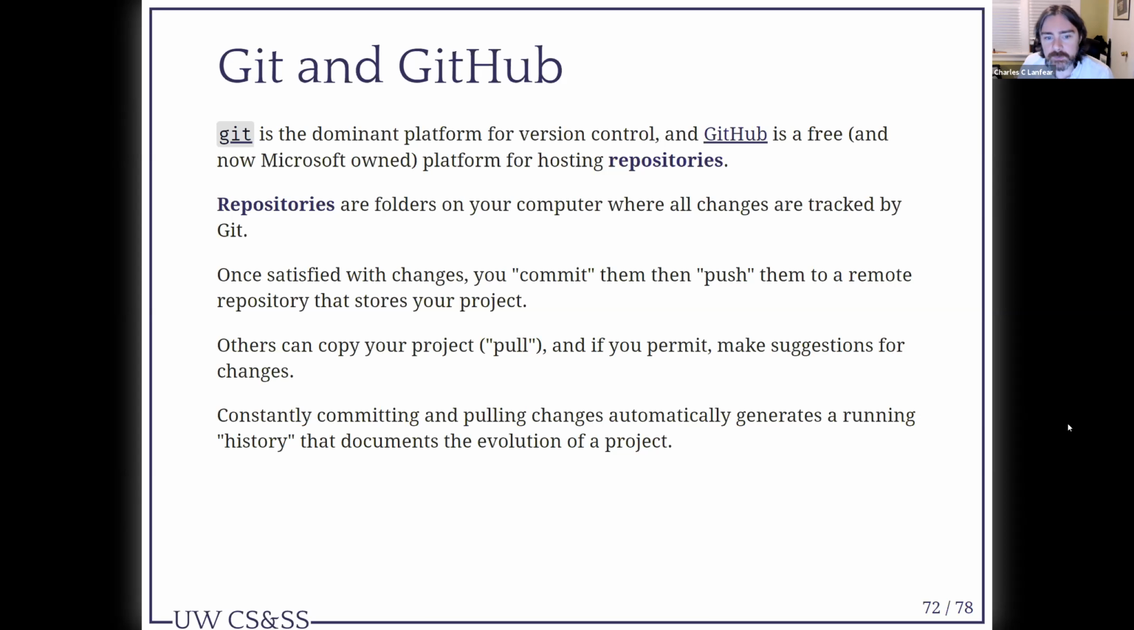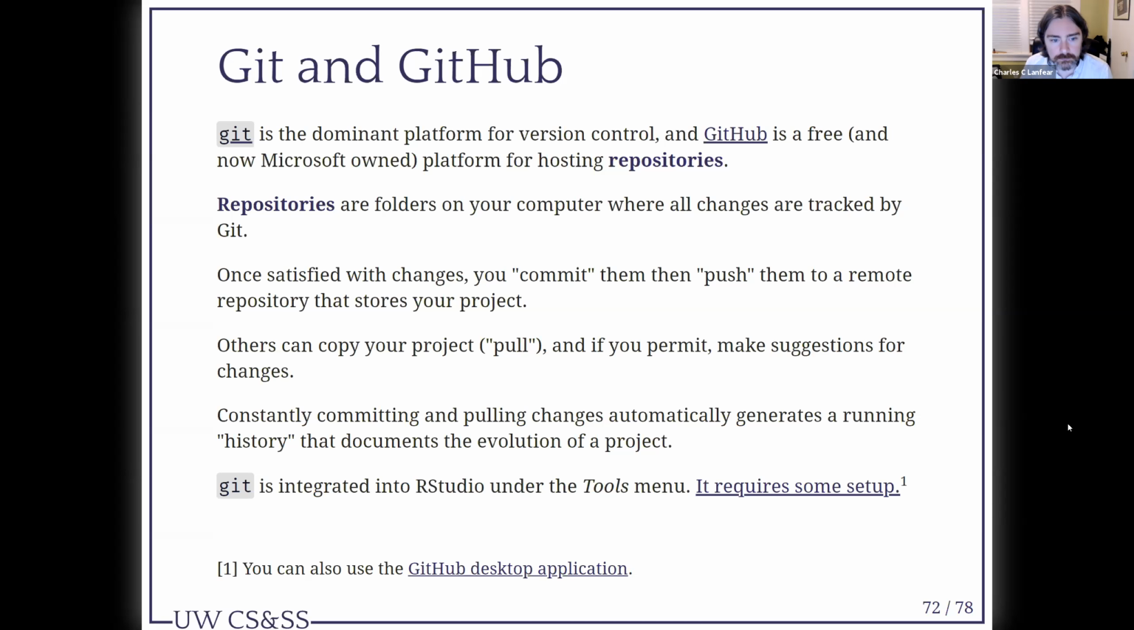Okay. Constantly committing and pulling changes automatically generates a sort of running history of the evolution of a project you're working on, because you can see every time something was committed to a remote repository, you can see how the project develops, how things are added to it, how things are modified. Okay. Every commit essentially gets logged as a change, and you can revert these changes, browse through them, that sort of stuff. Okay. So Git is already integrated into RStudio under the tools menu.